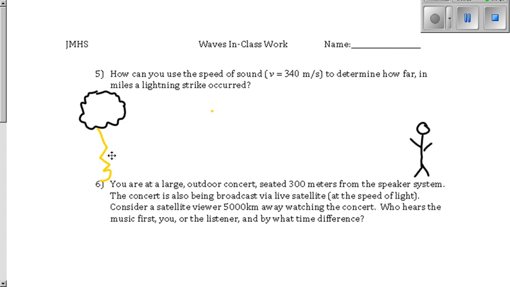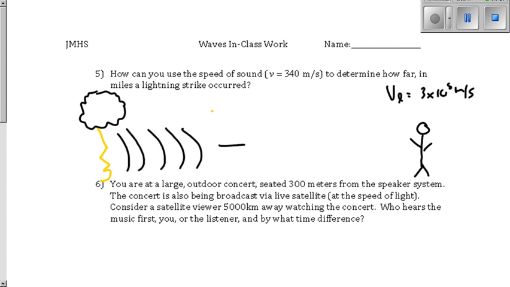And as soon as the lightning strikes, you see it, because the speed of light, v light, is equal to 3 times 10 to the 8th meters per second. So as long as you're less than 3 times 10 to the 8th meters away, you're going to see it almost instantaneously. So you see the lightning strike, and then as soon as the lightning strikes, the thunder occurs. And the thunder is sending these sound waves over toward you. And the sound travels at a particular speed.